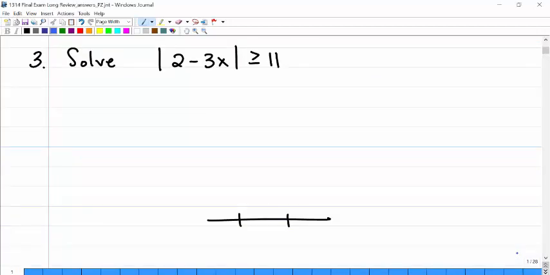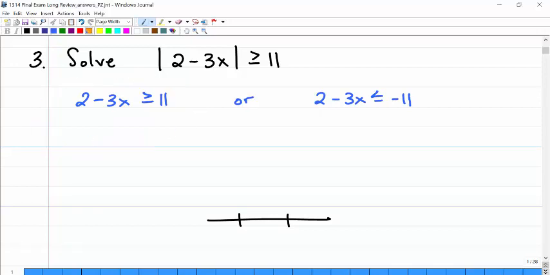Number 3, solve the absolute value of quantity 2 minus 3x greater than or equal to 11. I notice that I have a greater than or equal to inequality. So to solve this absolute value, the absolute value is isolated here on the left. I'm going to remove the absolute value sign and say 2 minus 3x greater than or equal to 11, or 2 minus 3x is less than or equal to negative 11. Let's solve this one first.